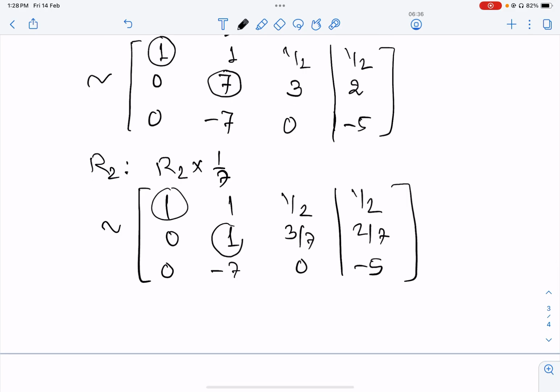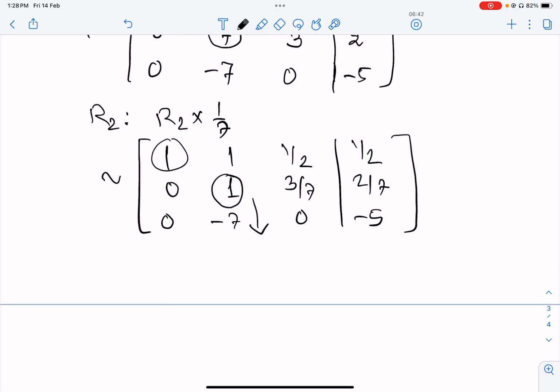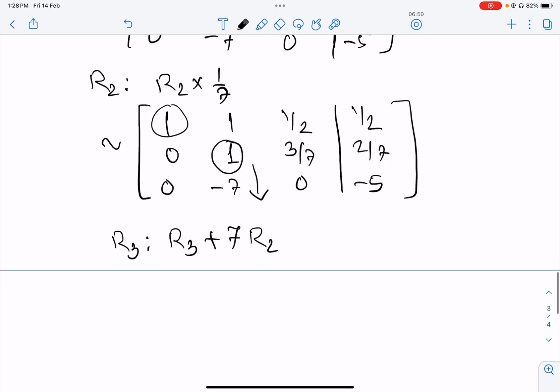So now we have a leading 1 here. We are using the Gauss elimination method, so make the entry below it to be 0. So R3 plus 7 times R2.